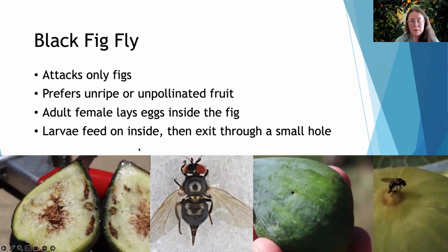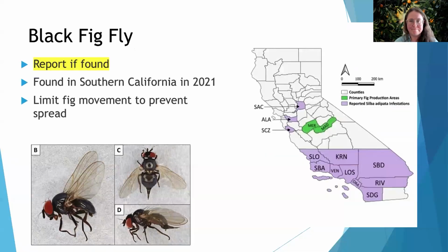To monitor for them, you can inspect your fig fruits for black fig fly damage by cutting them open and looking for brown damage. So this brown damage that you can see in this photo on the left. And in particular, inspect unripe fruits that have fallen to the ground prematurely because this could be a sign of black fig fly infestation. If you think you might have a black fig fly infestation, report it to your local UC Cooperative Extension Office, Agricultural Commissioners, or CDFA.